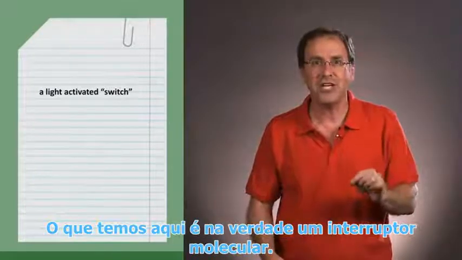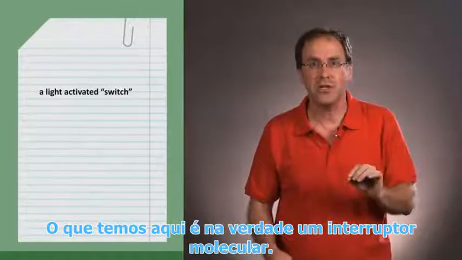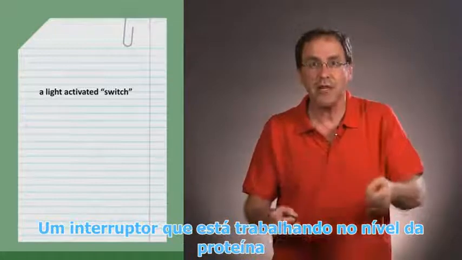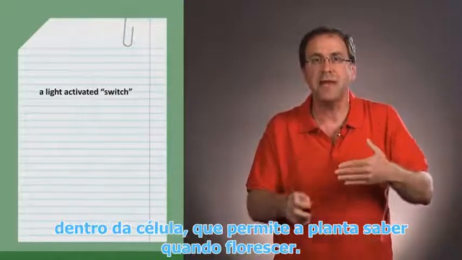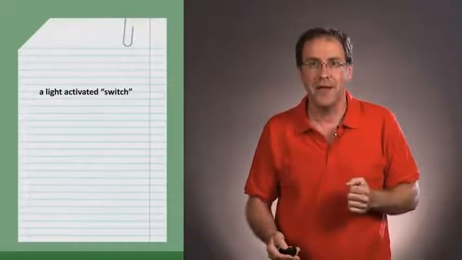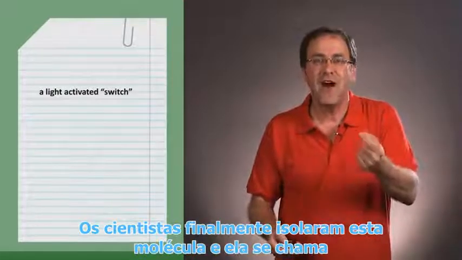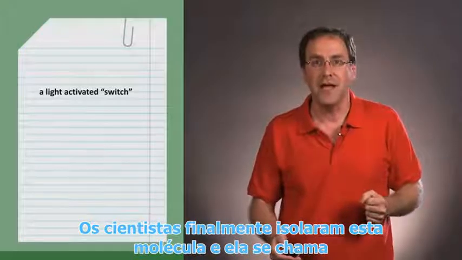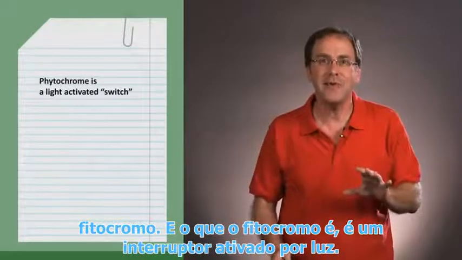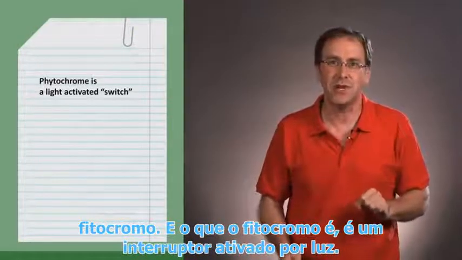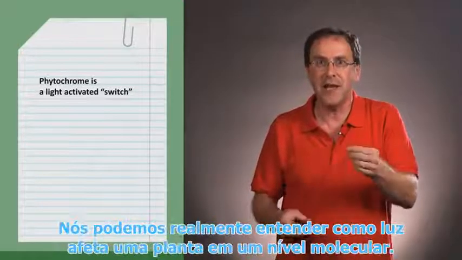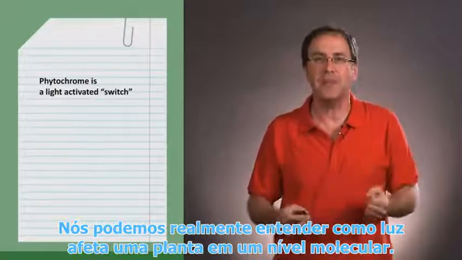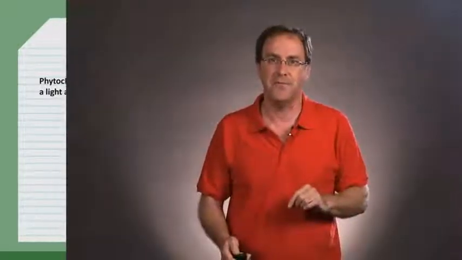What we have here is actually a molecular switch, a switch that's working at the level of the protein within the cell that lets the plant know when to flower. The scientists finally isolated this molecule, and it's called phytochrome. Phytochrome is a light-activated switch. I want to go a little bit into the biology of phytochrome because I think it's fascinating, and we can actually understand how light affects a plant at a molecular level.